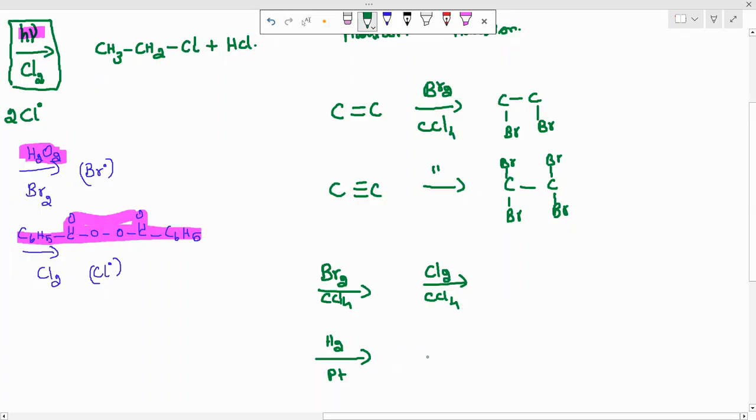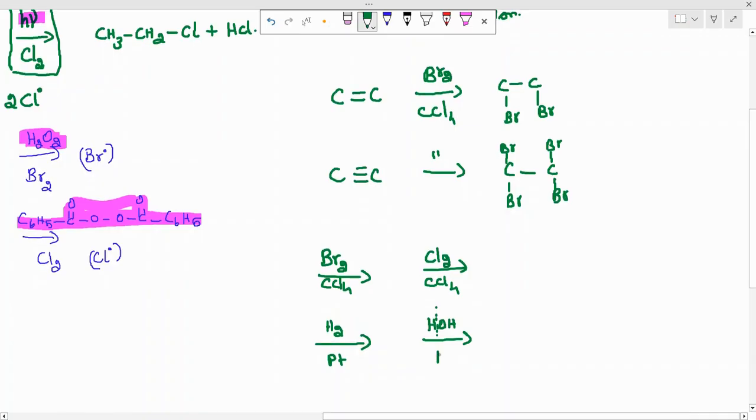And then even you can add HOH. That is, H and OH can be added. Now you can ask, ma'am, here Cl is there, Br is there, HH is there, but HOH means one will be negative part, one will be positive part. Then how can I add that? Like that you can ask. So if you are giving H plus, then the negative part adds to the carbon containing less number of hydrogen atoms. So this is called Markovnikov addition. Based on Markovnikov addition, this reaction will happen.